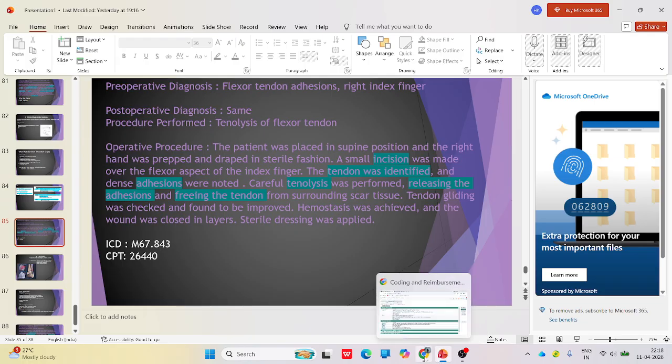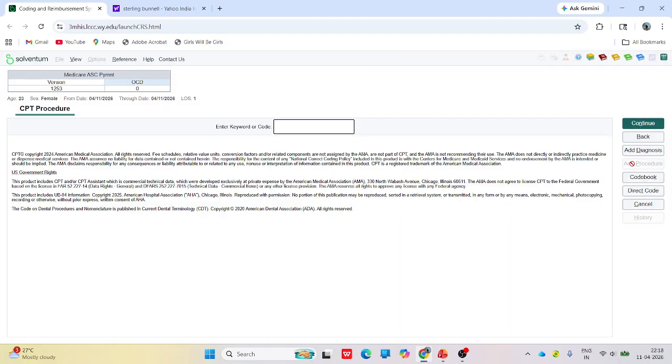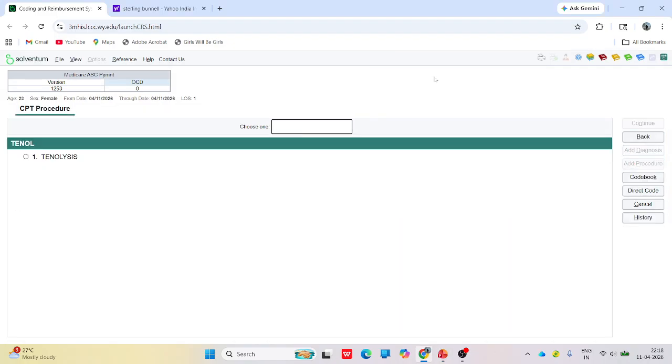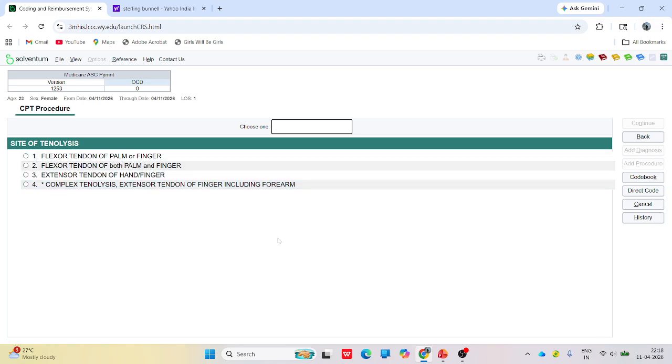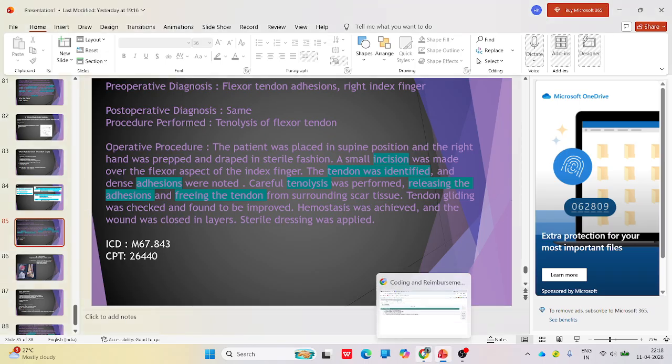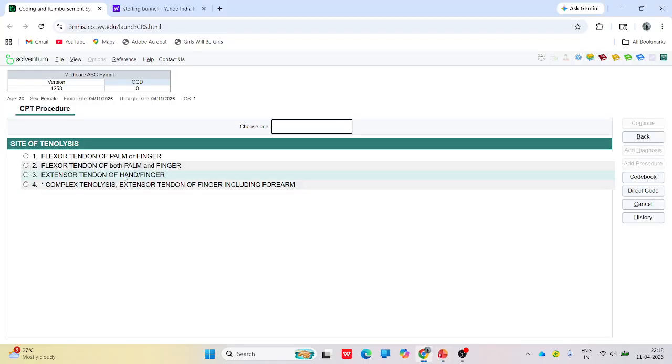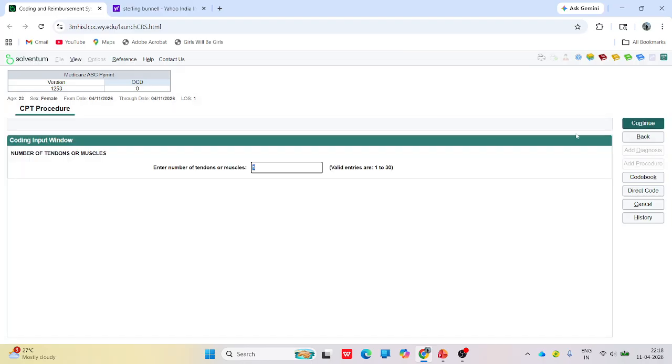Okay, tenolysis. Tenolysis of the flexor tendon. So what is the region? Region is right index finger. So it's a hand region. Hand region and the flexor tendon. Flexor tendon, right index finger. Flexor tendon of the finger. Okay.